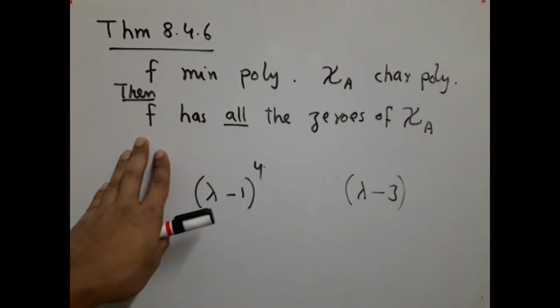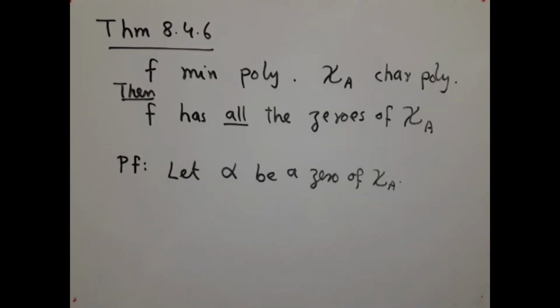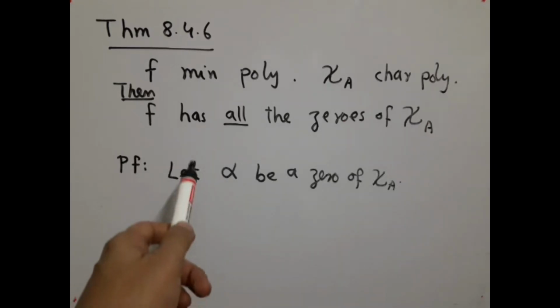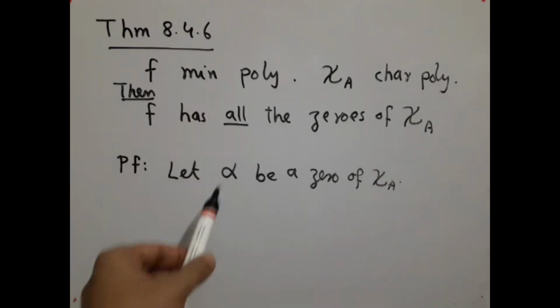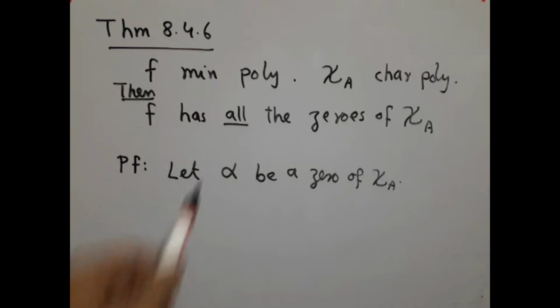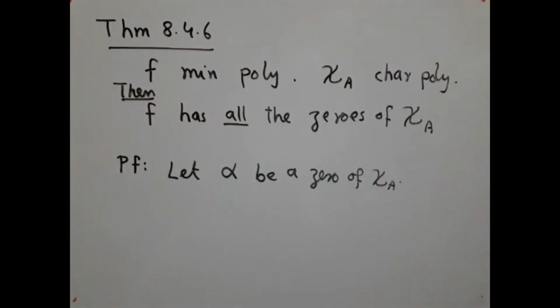Now, of course, the reverse implication is also true, because if you have something which is a 0 of f, then it must be a 0 of chi A, because f anyway divides chi A, that we have seen in the last theorem already. So I start in the proof by taking some 0 alpha of chi A. I have to show that f must also be 0 at that value. Now, if alpha is a 0 of chi A, which is the characteristic polynomial, it basically says that alpha is an eigenvalue of the matrix A.